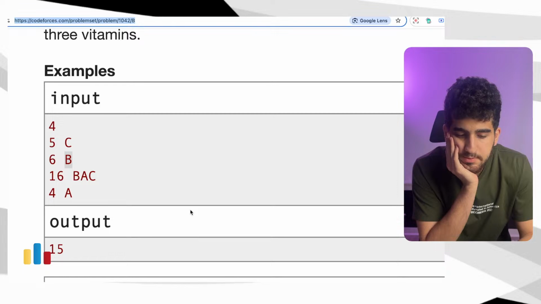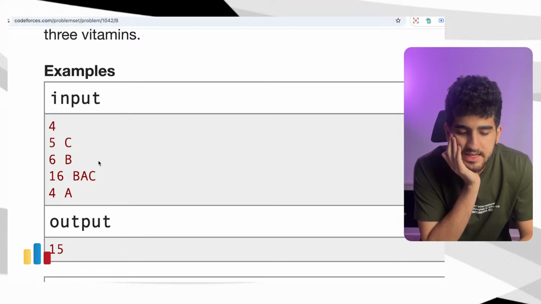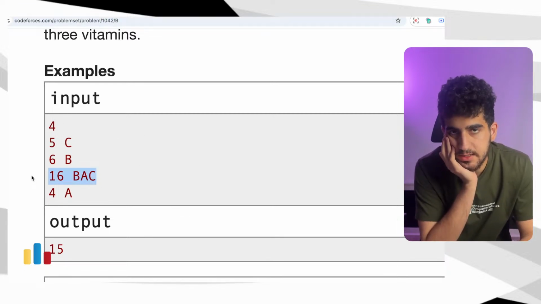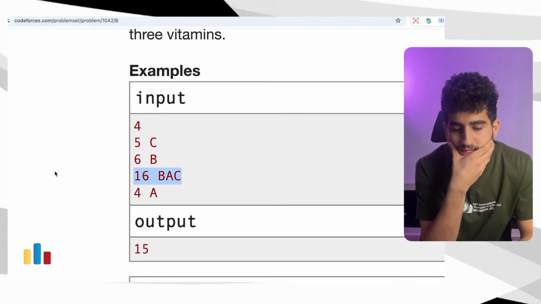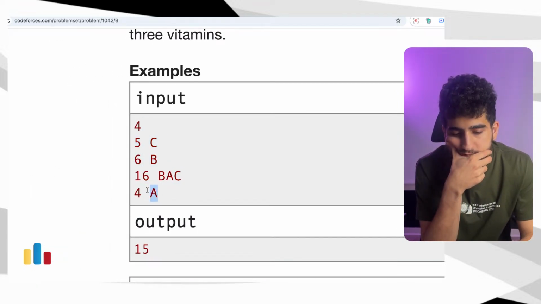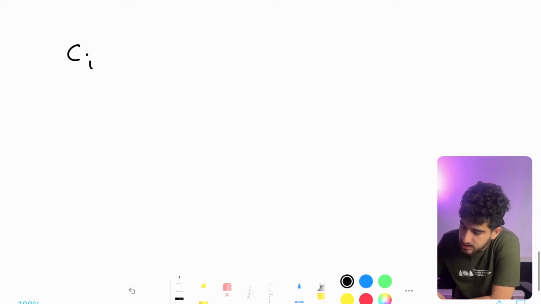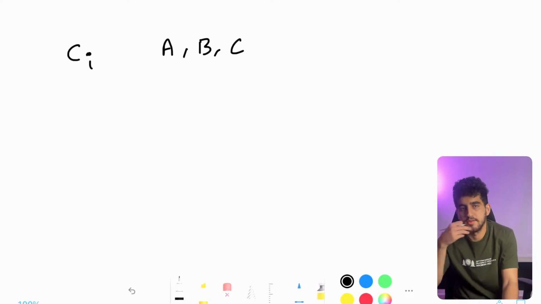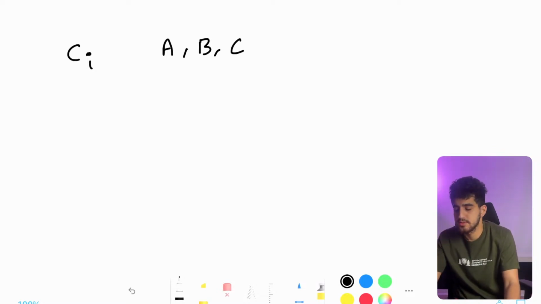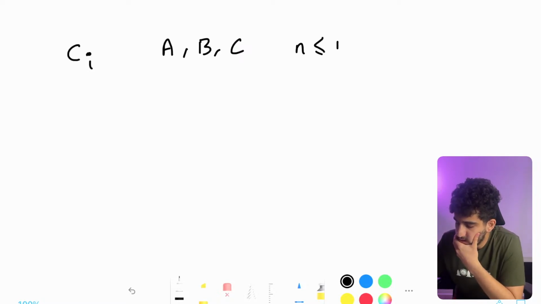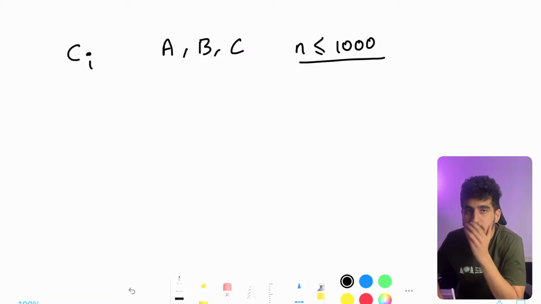You have to say what the minimum cost is to get all of the vitamins. For example, here you could buy only this juice, which costs 16, or you could buy the 3 other juices, which would cost 15 in total. 15 is better, so the answer would be 15. So in this question, each juice has some cost Ci and some subset of A, B, and C. One, two, or all three of them. You want to find the minimum cost you need to pay for the juices to have all the vitamins.